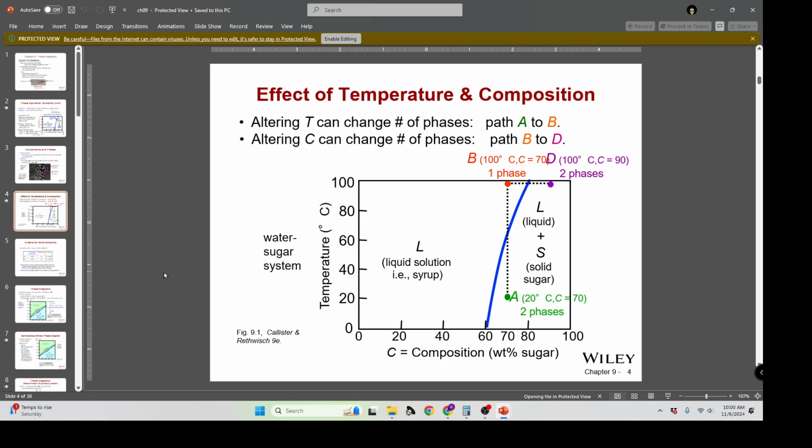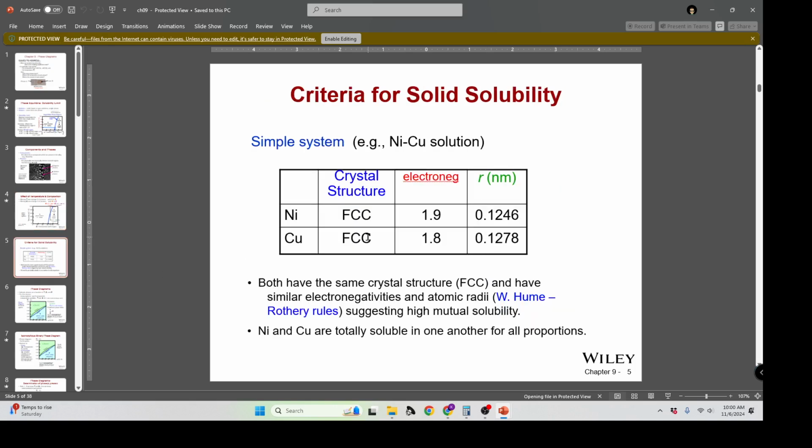We're going to carry that concept through to this. So the criteria for solubility, this is very important to understand, is they need to be similar in electronegativity, and they need to be similar in atomic radius. The more similar they are, the more easily they will be able to, based on the Hume-Rothery rules, which is what these are, especially if it's the same crystalline structure. So similar electronegativities, similar radii, Hume-Rothery rules.